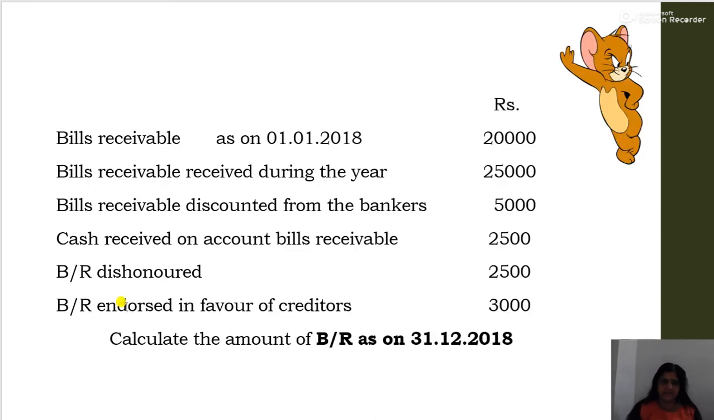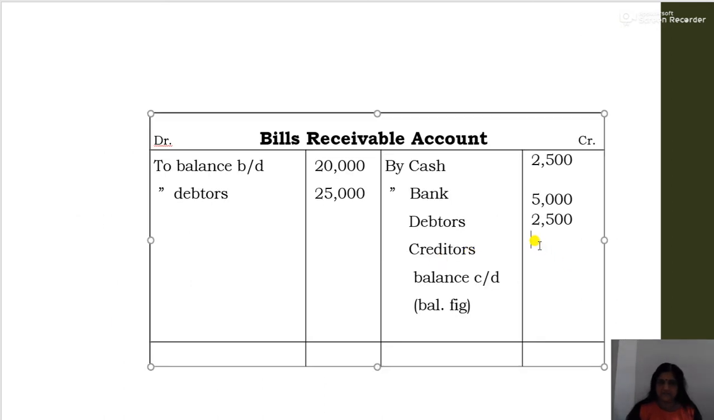Then again bills receivable endorsed in favor of creditors, so that is creditors 3,000. So opening balance 20,000. Then bills receivable received during the year 25,000. Then bills receivable discounted with the bankers 5,000. Then cash received on bills receivable 2,500. Then bills receivable endorsed, that is 3,000. Then again the bills receivable dishonored, that is 2,500.